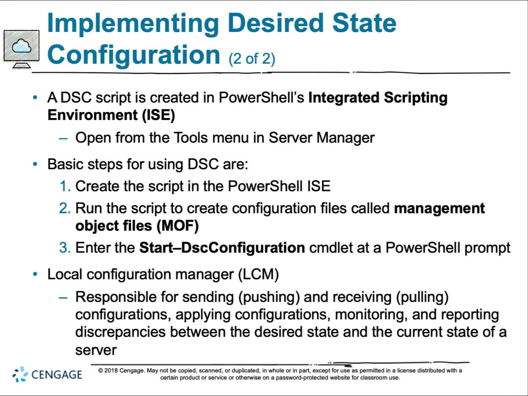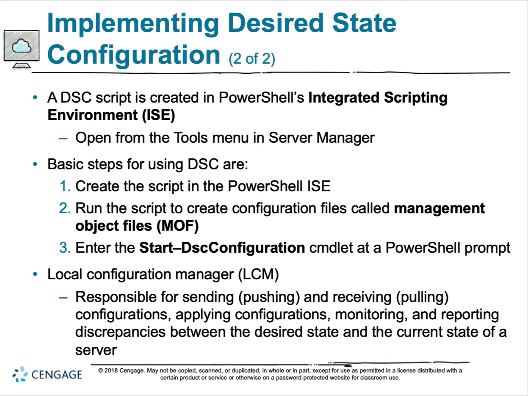For example, in DSC version 1, if you needed to configure a server as a DHCP, DNS, and file and print server, you would create a single DSC script that would be used by each server that required the configuration. If you needed a server with just DHCP and DNS, a different script would have been required that excluded the file and print components.